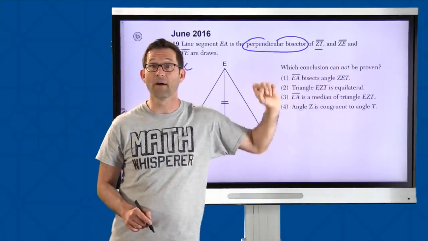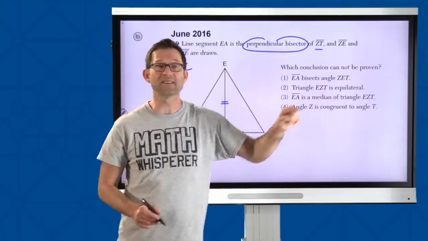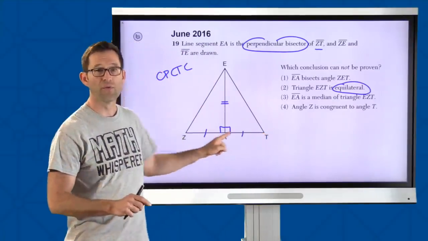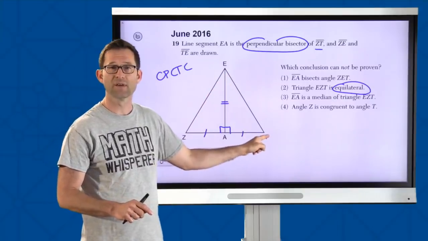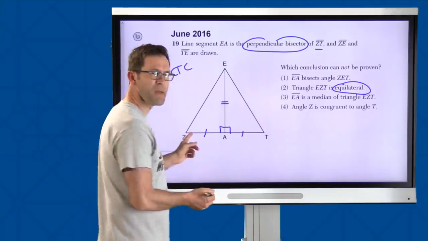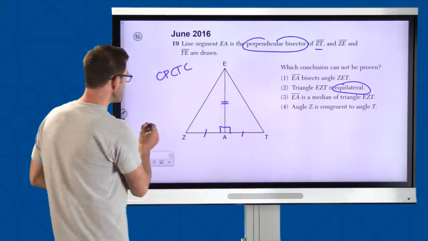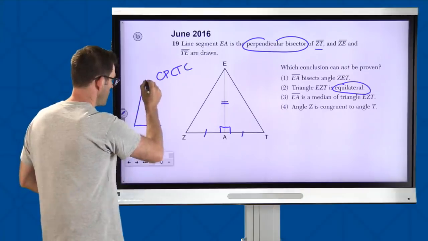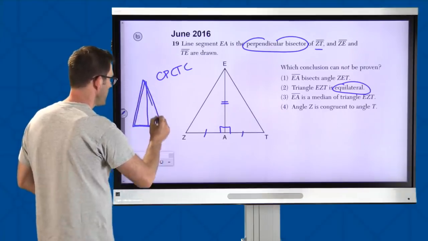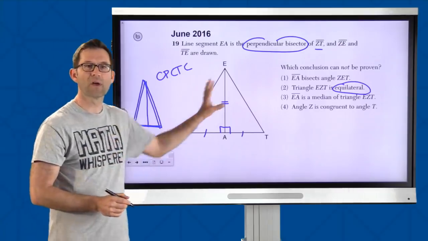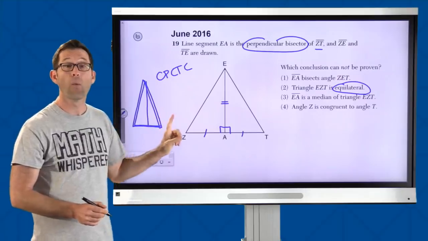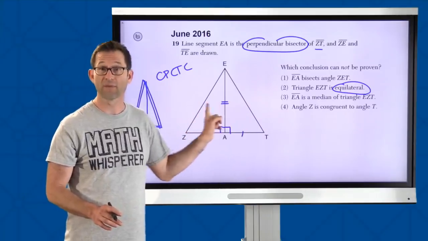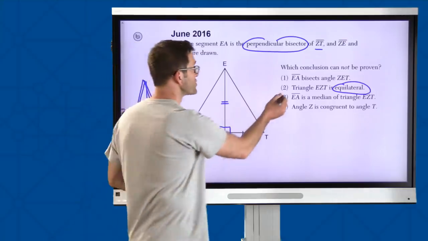We're looking at what conclusion cannot be proven. Second one, triangle EZT is equilateral. Well, an equilateral triangle is one where all three sides are the same length. So this is the same length as this is the same length as this. Well, there's no reason that has to be the case, right? They maybe have drawn it to make it look that way, but we could easily have a very short side here, a perpendicular bisector here, and then something like this, right? That horrible picture would still kind of fit the bill and clearly is not equilateral. Now, what there's no question about is that this is an isosceles triangle because this length is now equal to this length, CPCTC. But we certainly cannot prove that this triangle is equilateral.